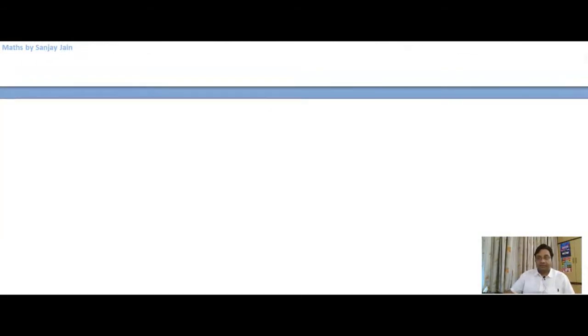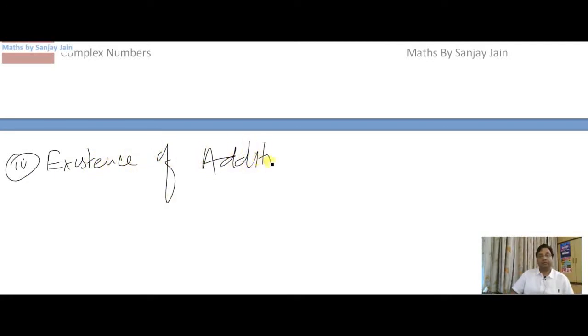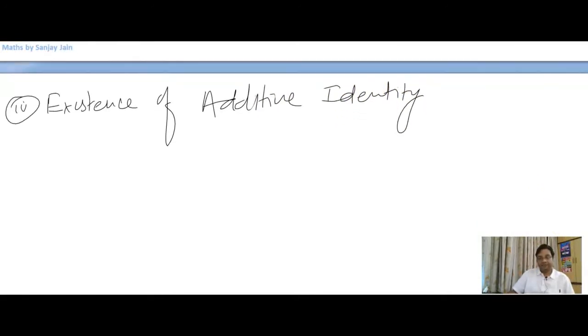The next is the fourth property, existence of additive identity. What does that mean?